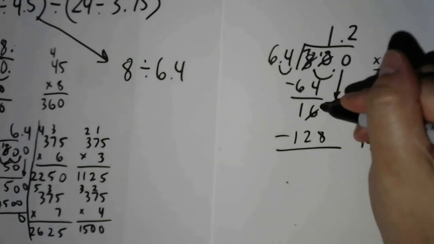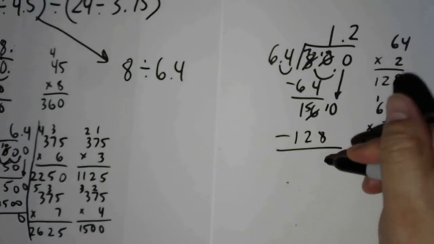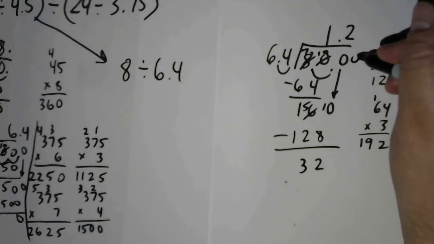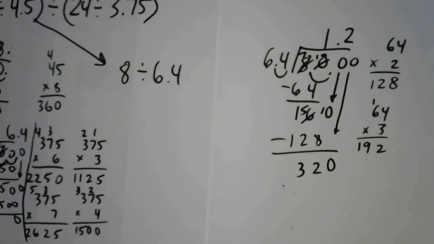I'll subtract. Got to borrow. That becomes a 10. 10 minus 8 is 2. 5 minus 2 is 3. That's 32. I'll add another 0 and bring it down. 320. Well, let's see. 64 goes into 320. I'm going to guess maybe 5 times? Let me try it out.